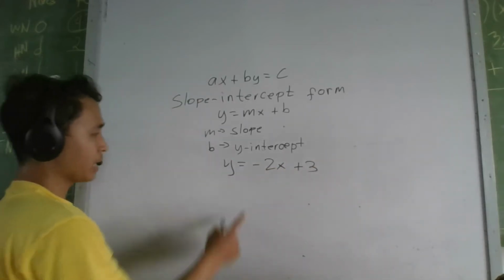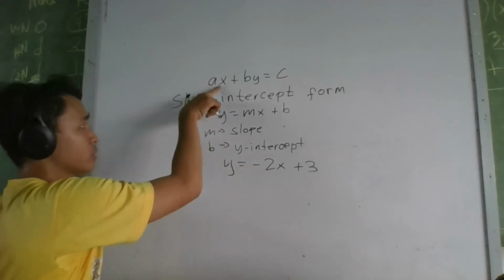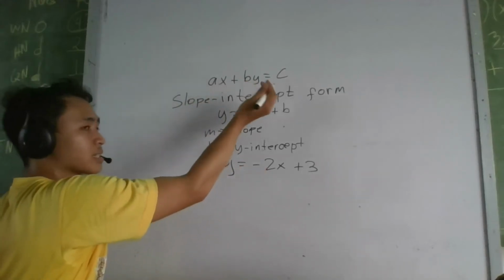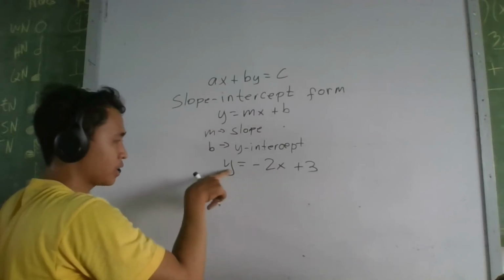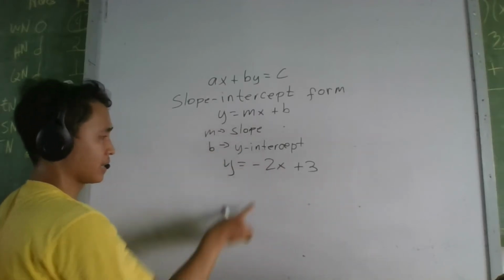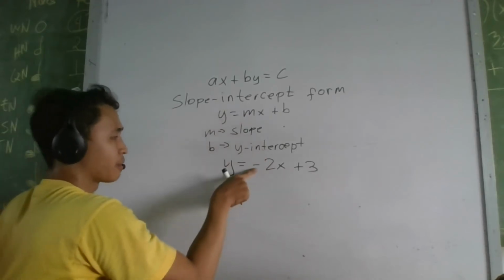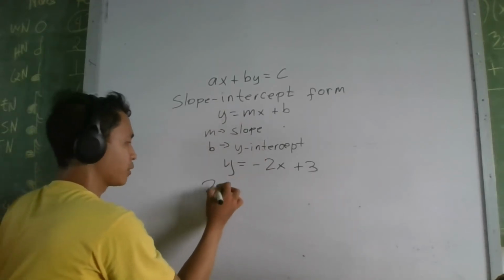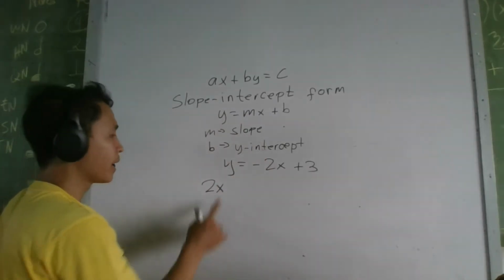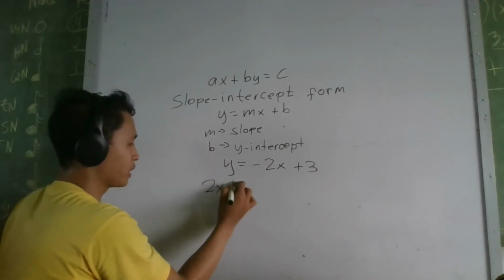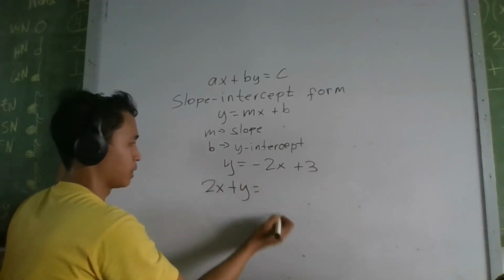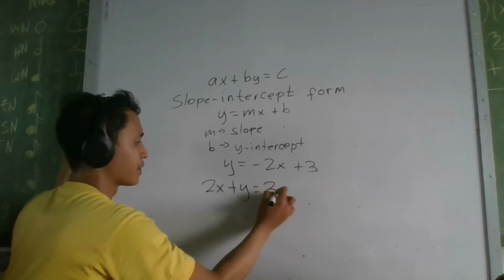All we have to do is, as what you can see, yung sa standard form, yung x and y is nasa left side. That means yung x tsaka y dapat nasa left side. Anong gagawin sa negative 2x? Transpose to the left side. So from negative, magiging positive 2x. Then plus y, kasi positive yung y. That is equal to, yung matitira na constant, 3.